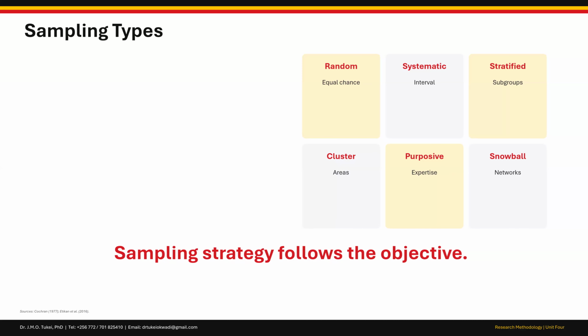Let me talk just about purposive and maybe snowball. The rest will come later. You look at this as stratified, with strata. Cluster is the area. Random, you are doing it randomly. Systematic, at an interval. But purposive, you want this specific person to give you information because he is experienced and he has a lot of knowledge about the subject matter.